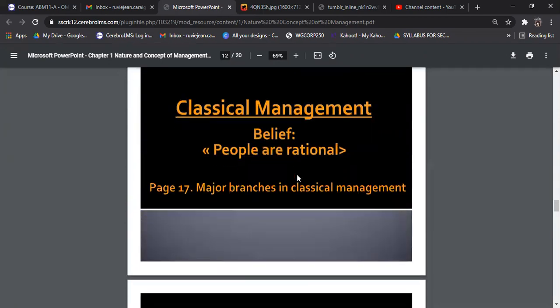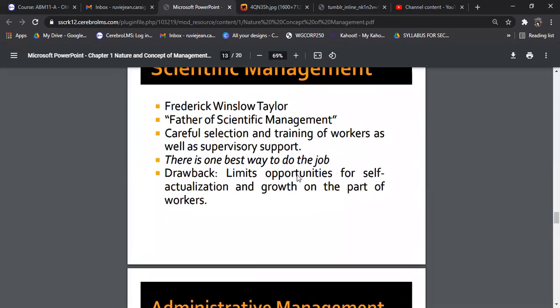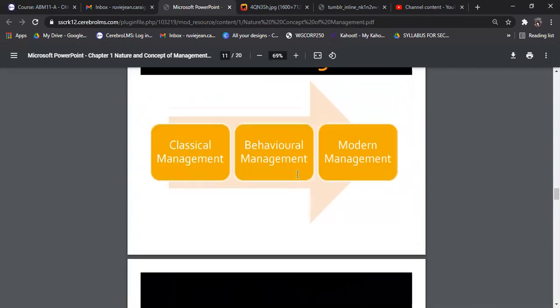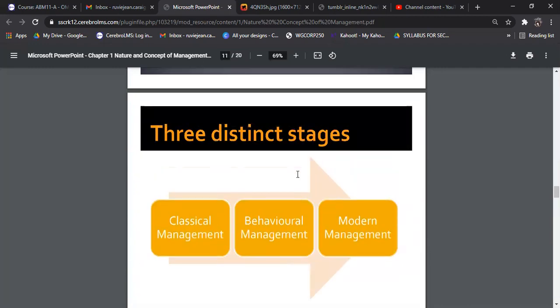Okay? On drawbacks talaga dito is yun nga, it limits opportunities for self-actualization and growth on the part of the workers. Now, the next distinct stage for evolution and management is the behavioral management. So, nagkaroon ng improvements on how employees are being managed. So, therefore, nagkaroon tayo ng behavioral management.